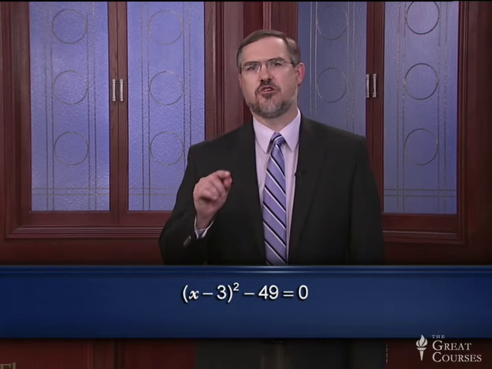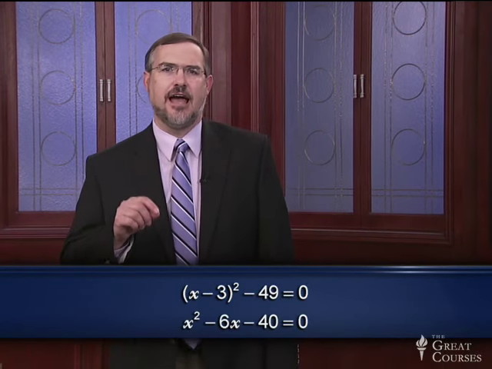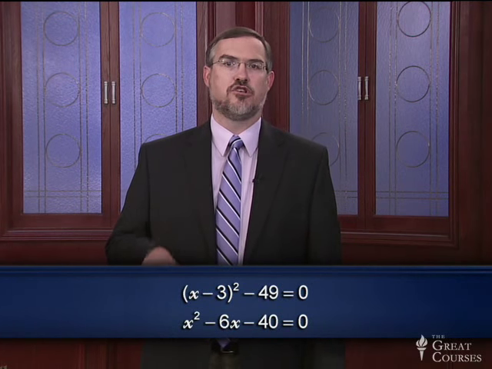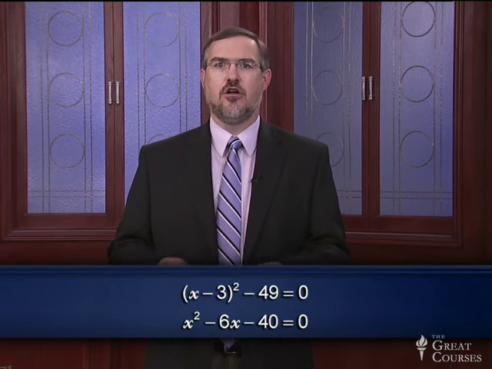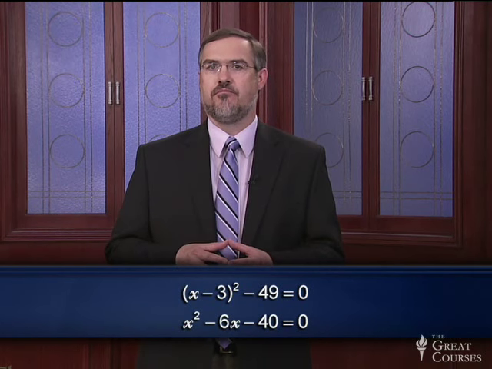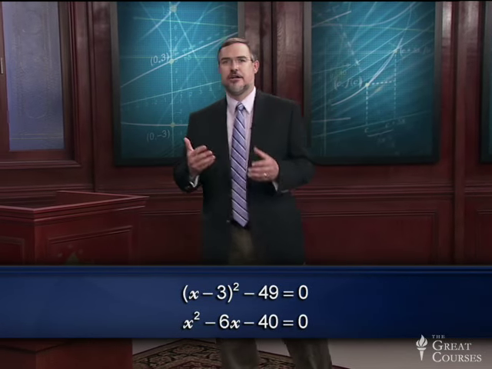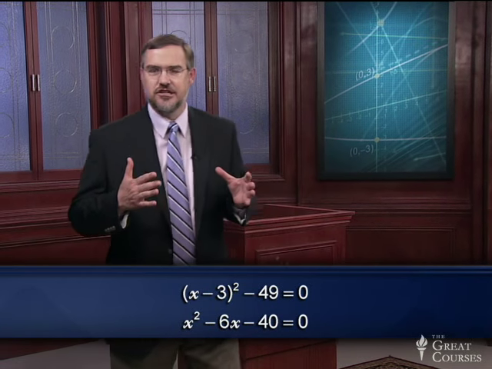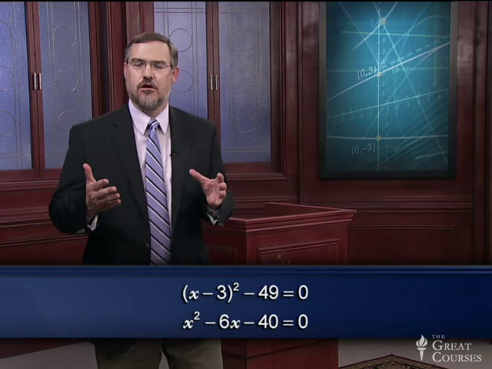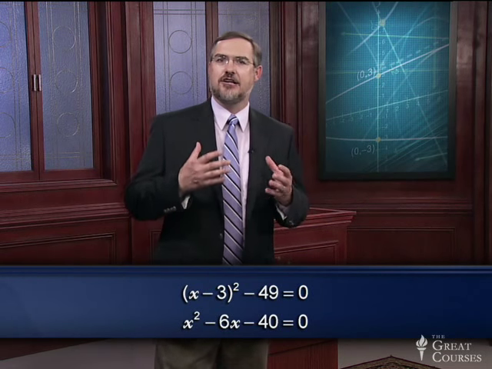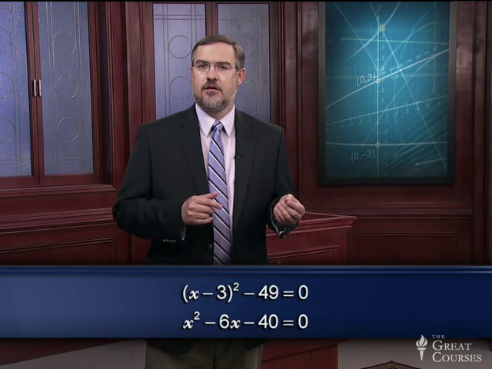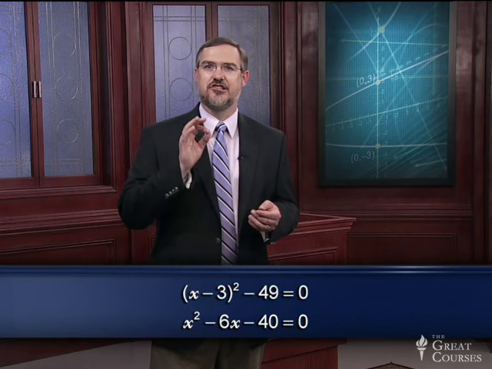I pointed out that this was a rewriting of the equation x^2 - 6x - 40 = 0, which certainly does not look like an equation on which we could have used the square roots tool. Now I hope that some of you were wondering, how in the world did he know to rewrite x^2 - 6x - 40 = 0 in this prettier form, (x - 3)^2 - 49 = 0? Well, that question is exactly what motivates this lesson.